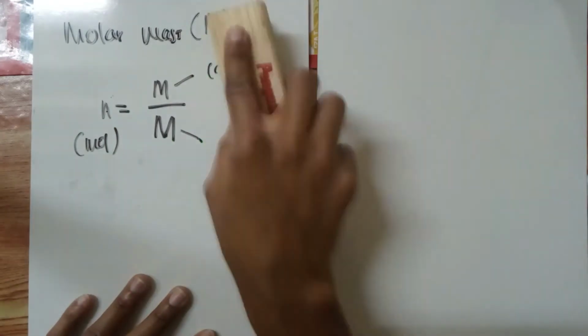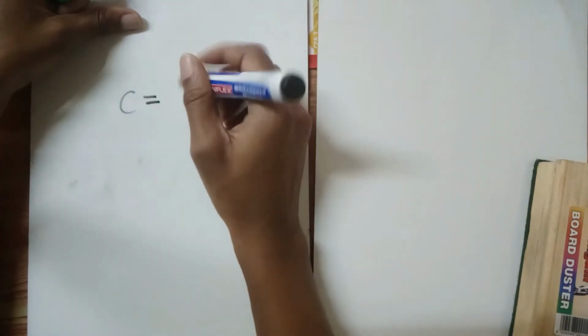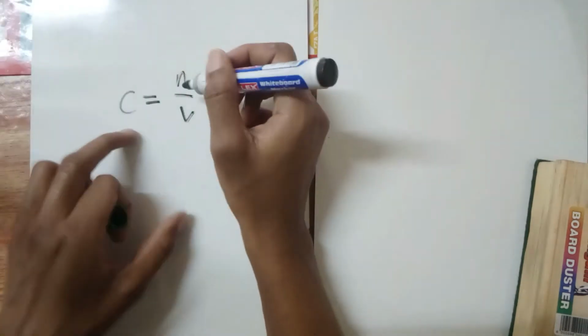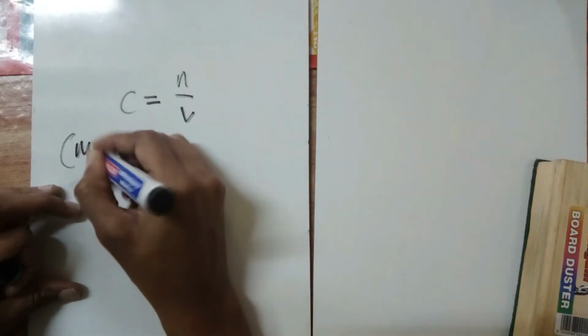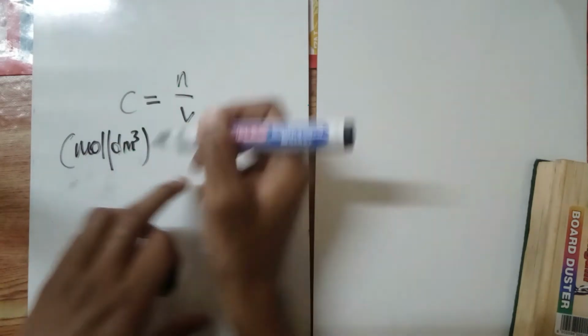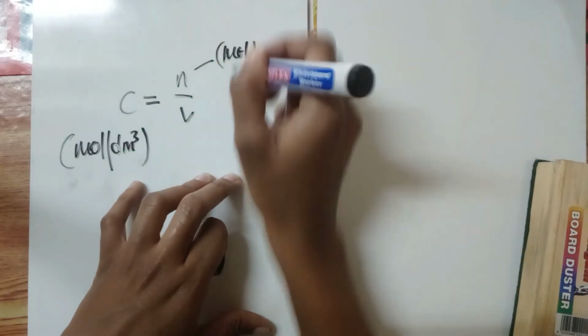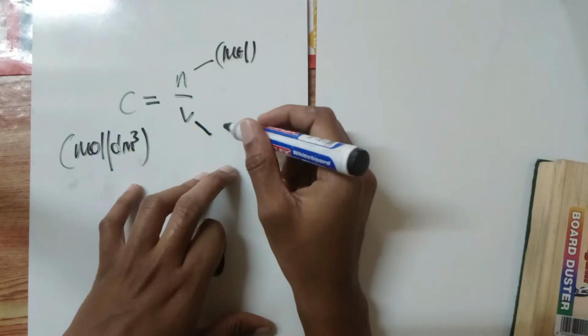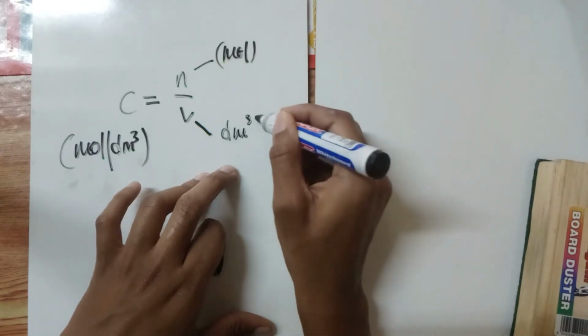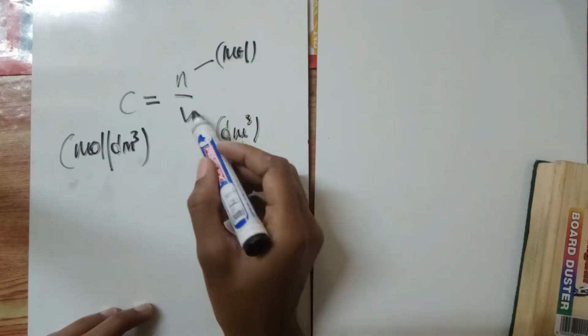And the third thing that I wanted to talk about is concentration. Remember the equation that we are familiar with for concentration is C equals n over V, where C is the concentration and it's given in mole per cubic decimeter, right? And then n still is the number of moles, measured in moles, and then volume again is in cubic decimeters. So the important thing here is to always make sure that the volume value is in cubic decimeters.